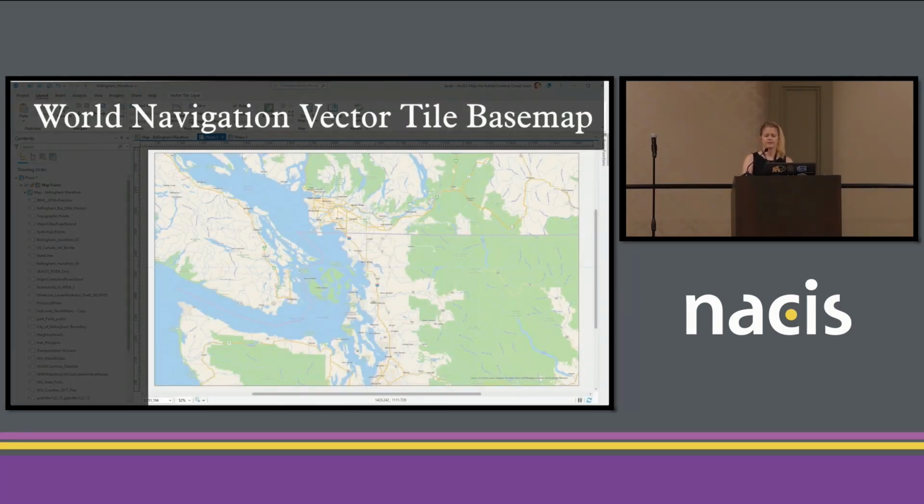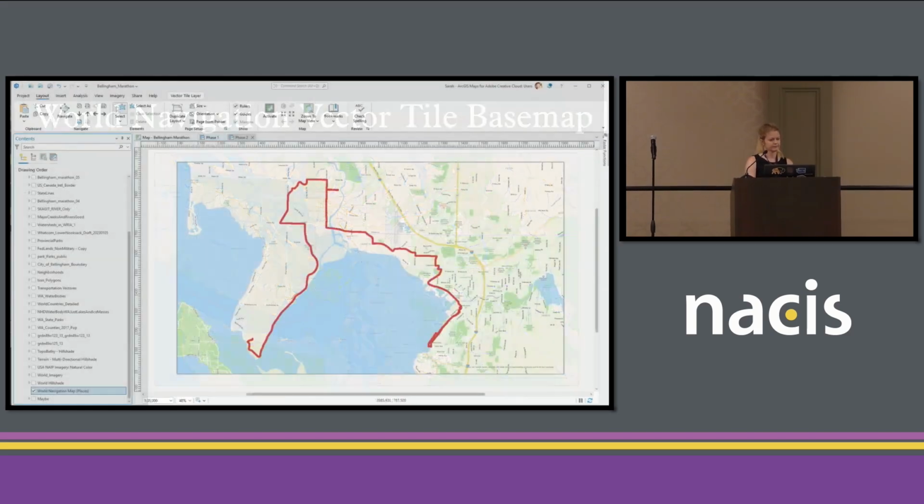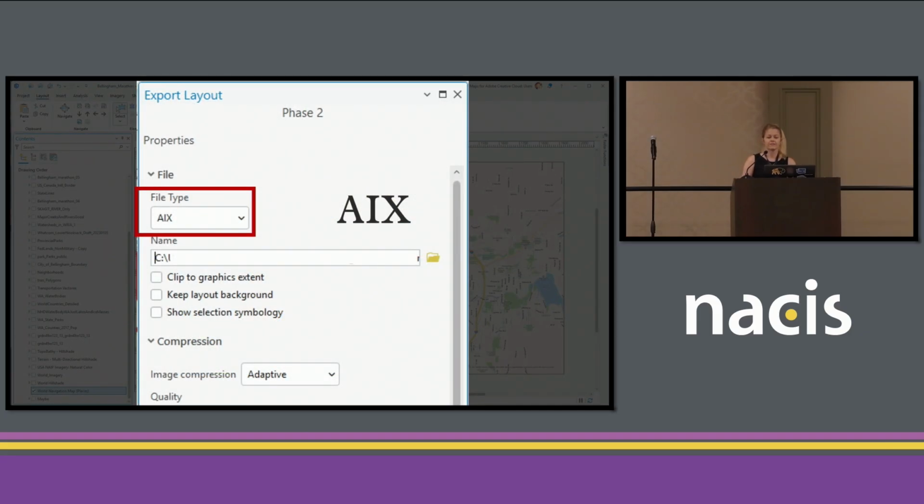And in both phases, I have this vector base map. And here's a little peek at phase 2 with that same base map, as well as the marathon route turned on. So remember, many layers were exported with this. I just have them turned off for this demo. I exported the phase 1 and phase 2 as AIX files.